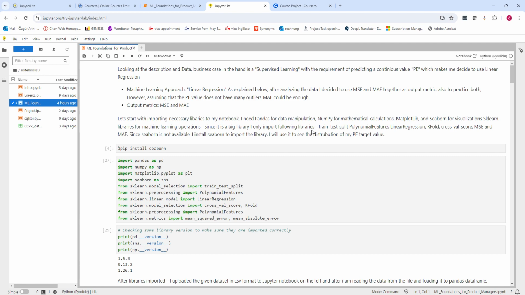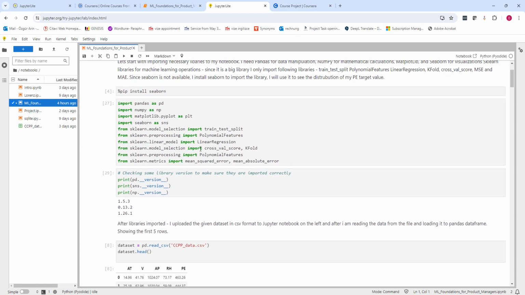And my output metric is going to be either mean squared error, MSE, or mean absolute error, MAE. However, I might use both of them because I do not have the expertise to say whether outliers matter or not in that case. And that's why I might use both of the metrics to evaluate the different models.